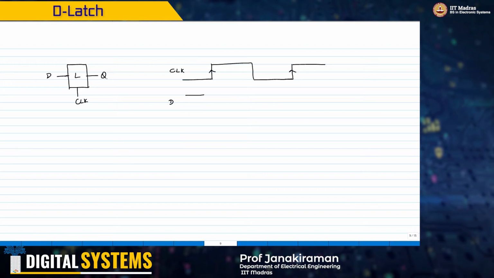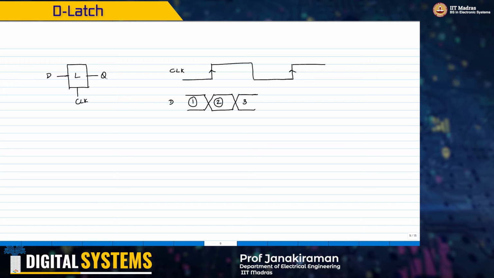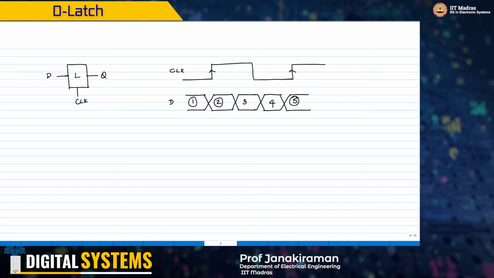This is D, and let's assume that it goes through like this. This is state 1, state 2, and then it's going through state 3. Then here it makes a transition to state 4, and then it comes to state 5. So D is now making many more transitions in that clock period. Unlike the flop, we are looking at more transitions because I want to highlight the key difference.